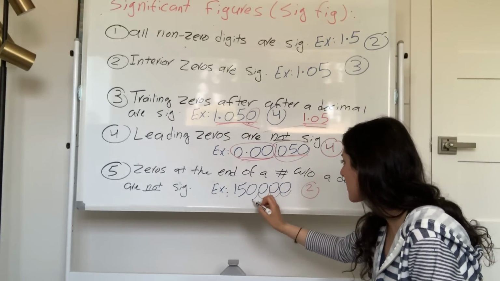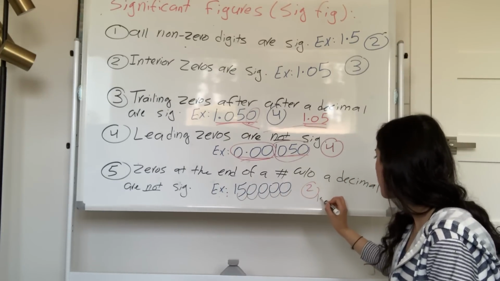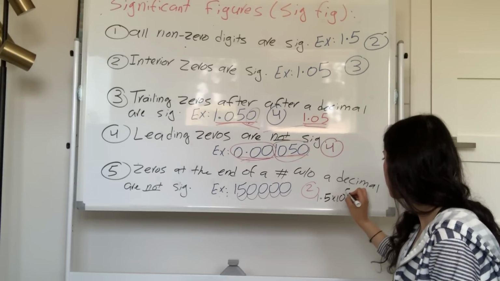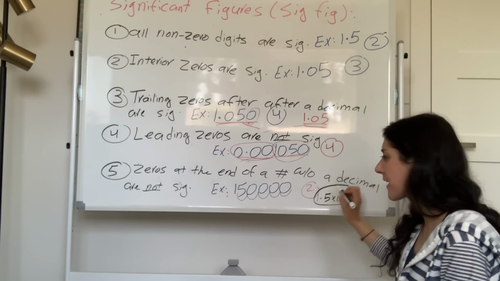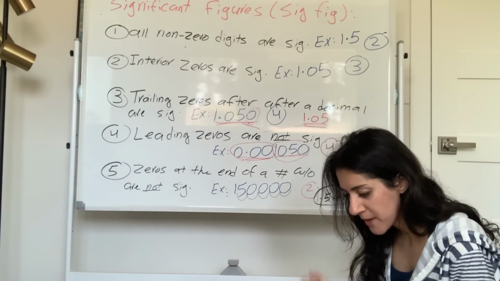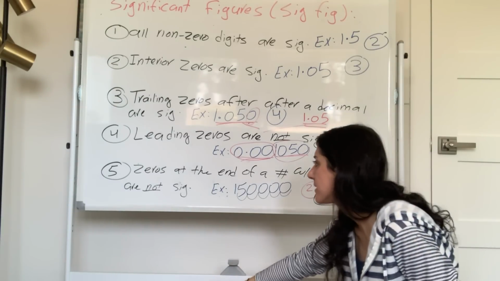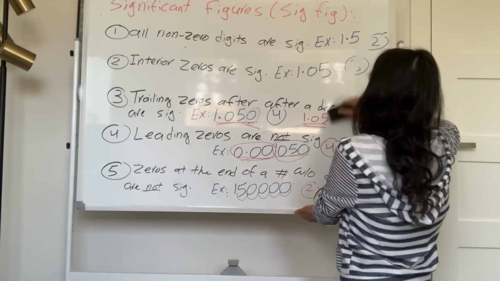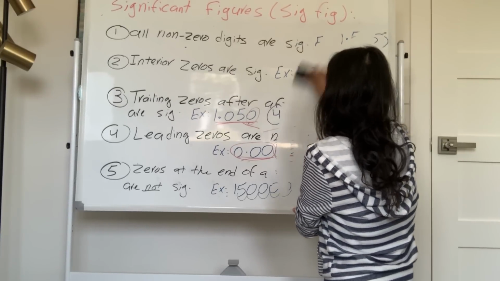1, 2, 3, 4, 5. So 1.5 times 10 to the 5th. Now this is a nicer number. Okay, beautiful. Now, do you want to do some practice problems? Let's do it. So now that you know the rules of significant figures, let's do some practice problems.